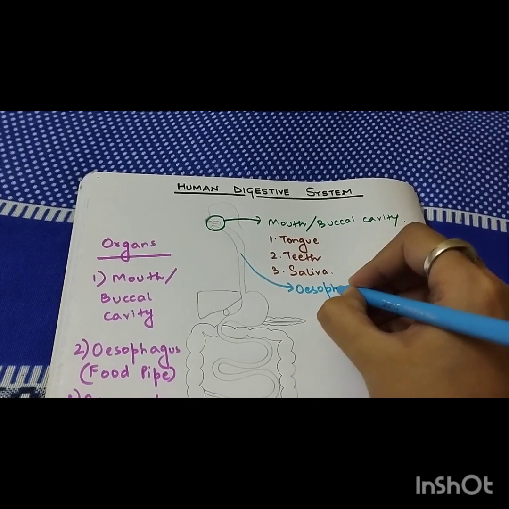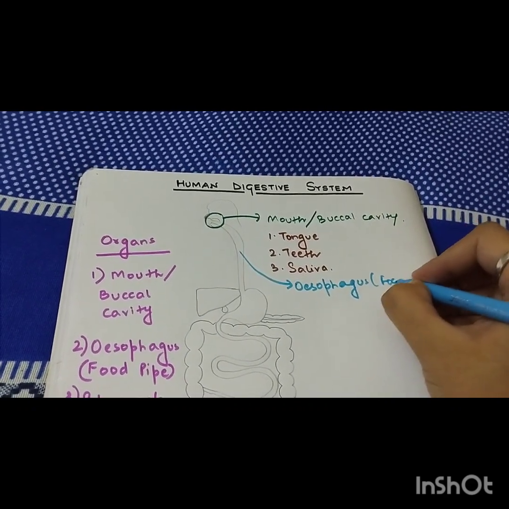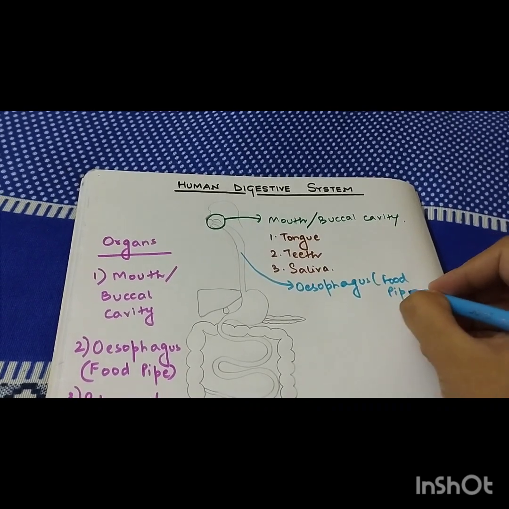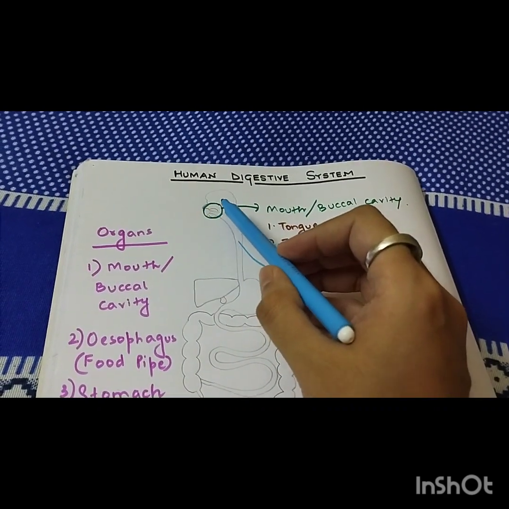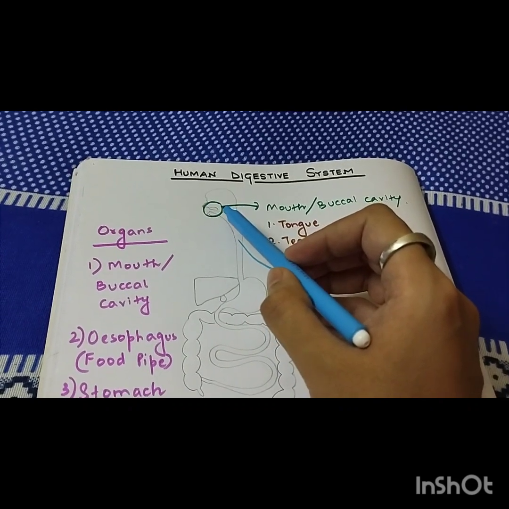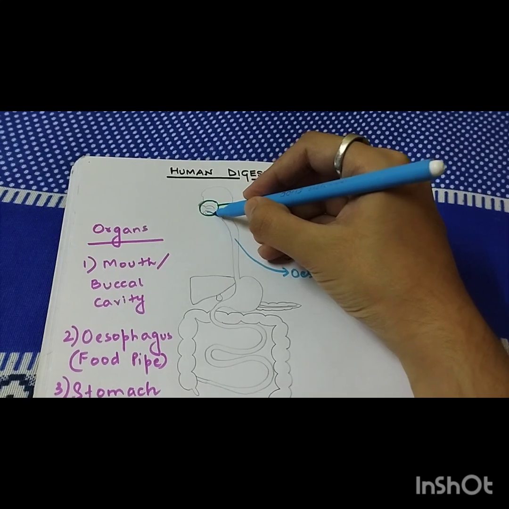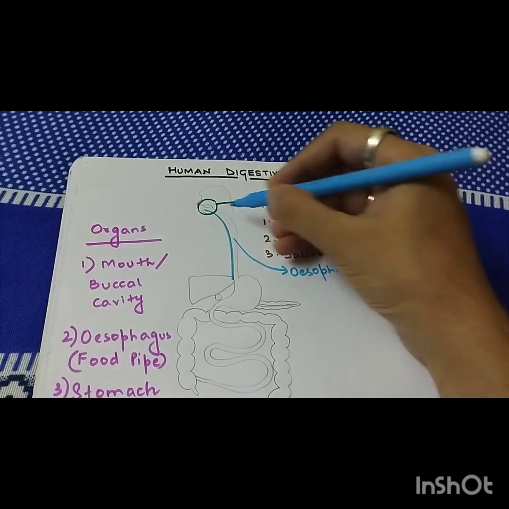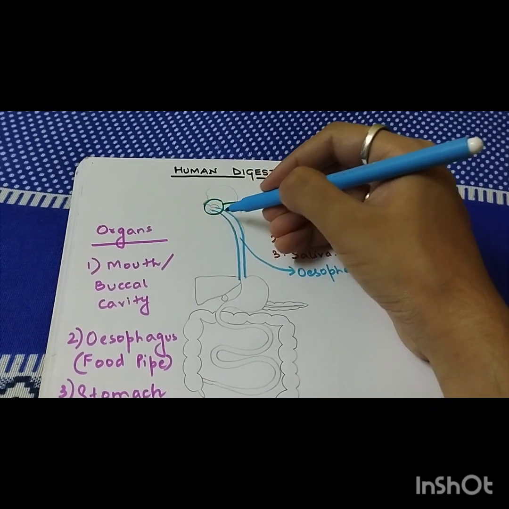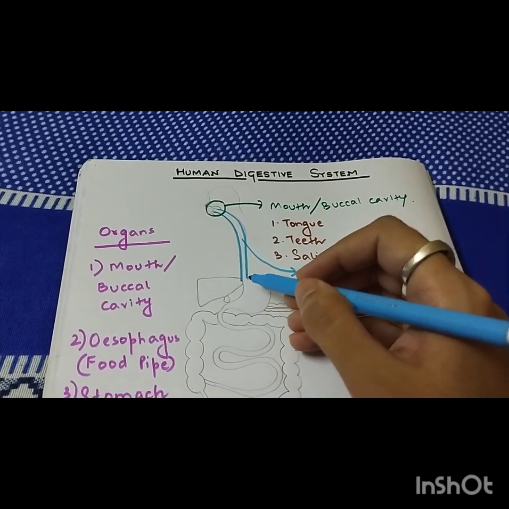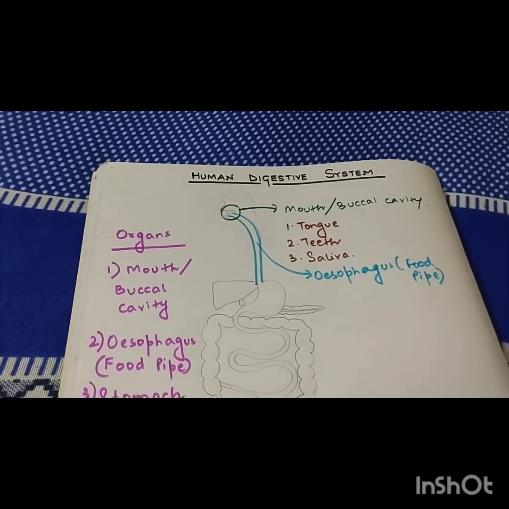So this is the esophagus, also known as the food pipe. Whatever food is softened inside the mouth is pushed by the tongue into the esophagus. This pipe-like or tube-like structure extending from the buccal cavity, or the mouth, till the stomach is known as the esophagus or food pipe.